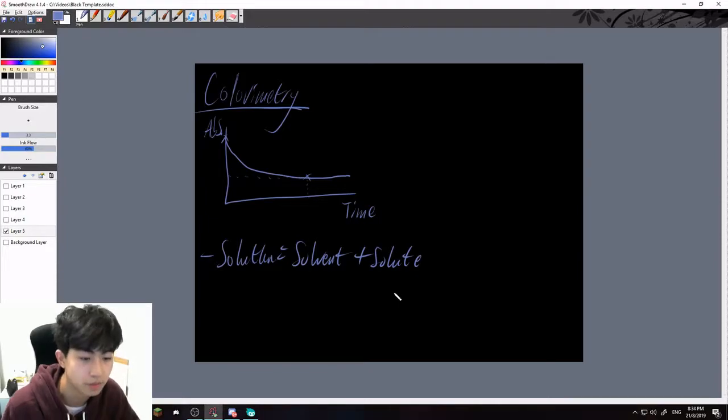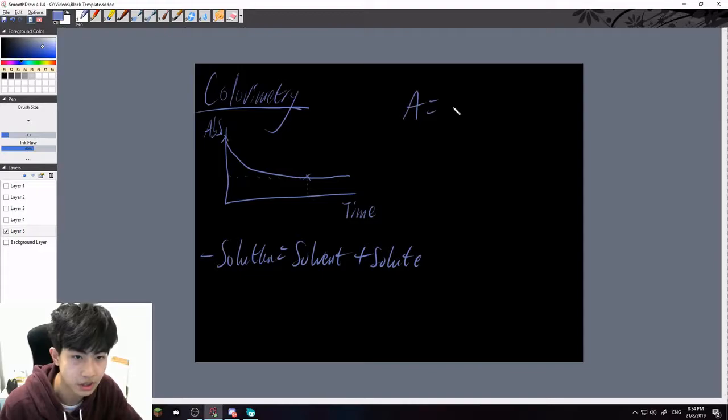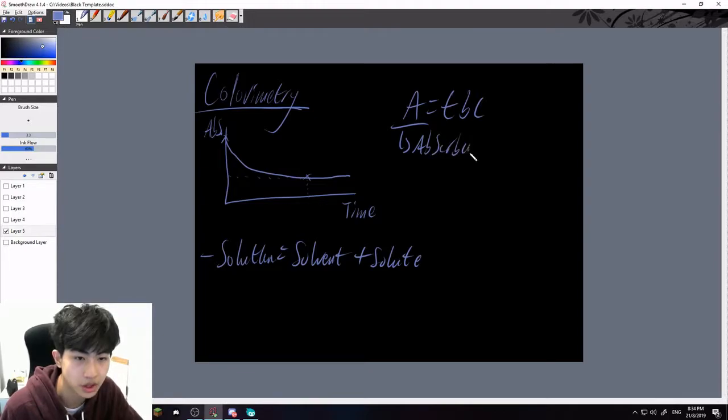Now, this is where Beer's law comes in. Beer's law is given as A equals epsilon BC. A is our absorbance, which is what we've already discussed. Absorbance doesn't really have a unit. Epsilon is interesting. It's what we call our molar extinction coefficient.